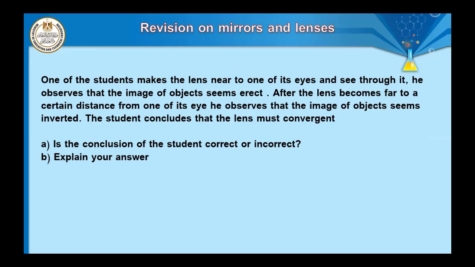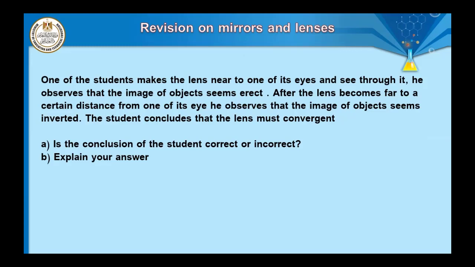One of the students holds the lens near one of his eyes and looks through it. He observes that the image of the object seems erect. After the lens becomes far, at a certain distance from his eye, he observes that the image of the object seems inverted. The student concludes that the lens must be convergent. What is the meaning of convergent? Convex lens. Is the conclusion of the student correct or incorrect? Explain your answer.